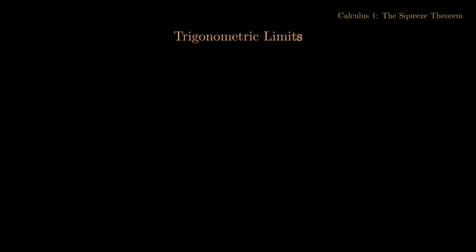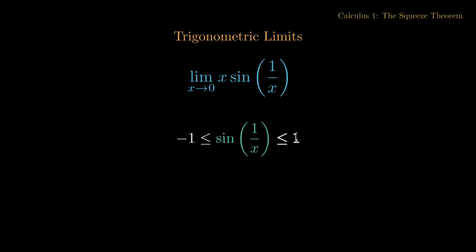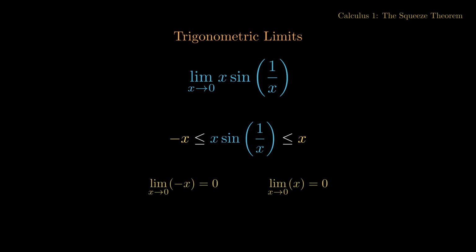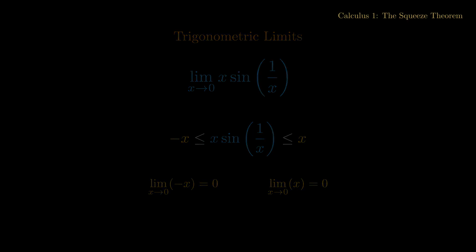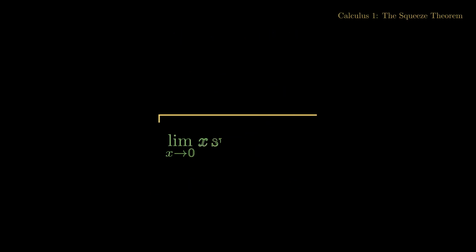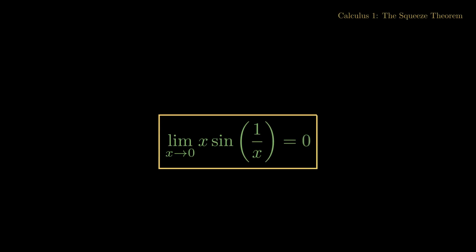Now, consider trigonometric limits. Evaluate the limit of x sine 1 divided by x. The sine function is bounded between -1 and 1. Multiply bounds by x, resulting in minus x less than or equal to x sine 1 divided by x, which is less than or equal to x. As x approaches 0, both bounds converge to 0. Thus, the limit of x sine 1 divided by x equals 0.